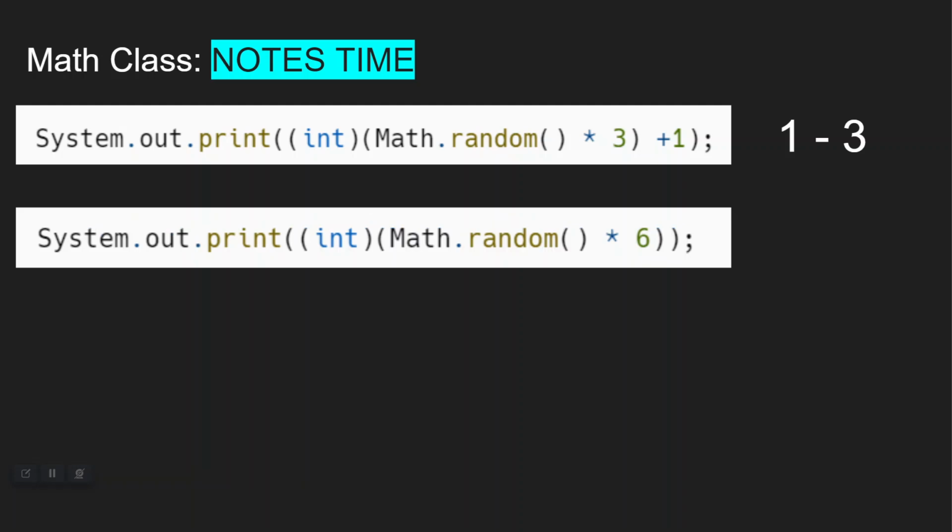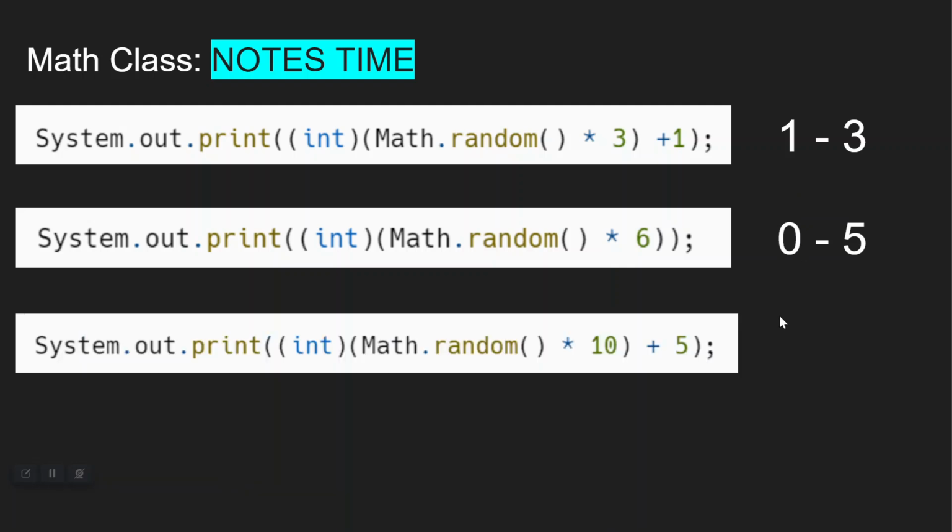Let's try this one down here. We're calling Math.random multiplying by 6. We're casting it to an integer, but this time we're not adding anything. Well, that means it's going to start at 0, and there will be 6 values. So 0, 1, 2, 3, 4, 5. When I count 6 values starting at 0, this is going to give me a random number from 0 to 5.